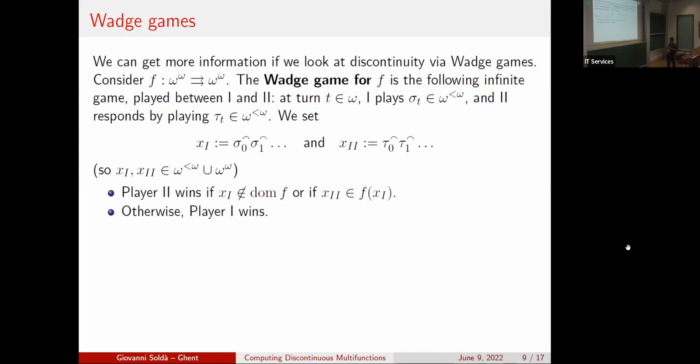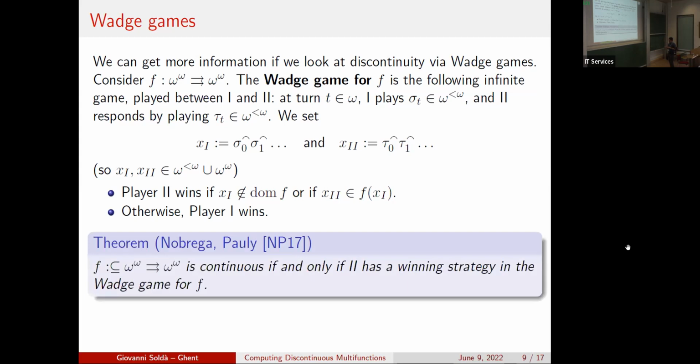But anyway, we say that player 1 wins if they are in one of the cases I said above, so if it fails to produce something which is in the domain of f. Otherwise, player 2 wins if they are able to guess the image of the point that was produced by player 1 according to f. And if not, player 1 wins.